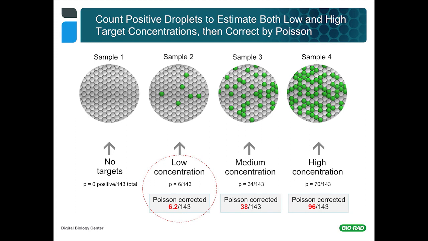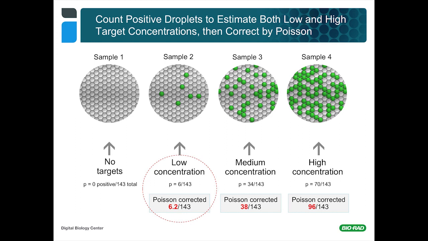So we move up to the medium concentration. You can see that in that field there are 34 positive droplets among 143 shown. And when you correct that by Poisson, you get a slightly greater difference between the true concentration that gave rise to that. In this case, it says 38 versus 34.